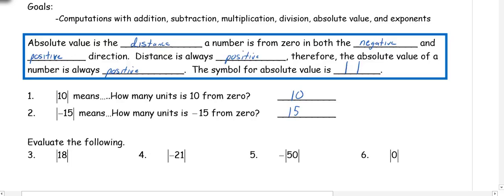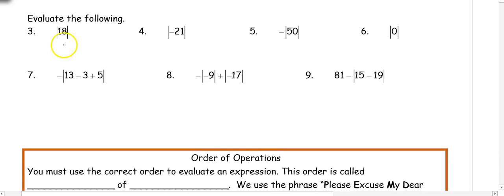So evaluate the following. Number 3, we have the absolute value of 18, which is just 18. Number 4, the absolute value of -21 is positive 21. Now, number 5 is a little bit tricky because there's a negative out front. So if it's a negative out front, it's really -1 times the absolute value of 50. So we have -1 times 50, which is -50. Number 6, the absolute value of 0. Well, the distance from 0 is just 0, so our absolute value is 0.